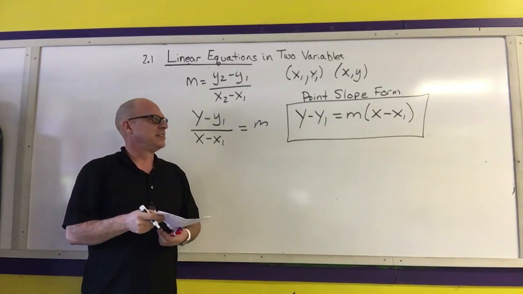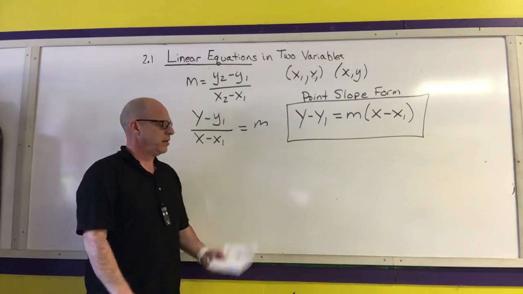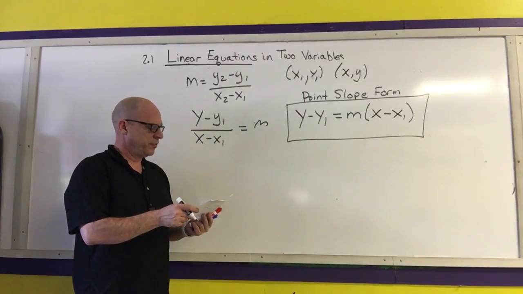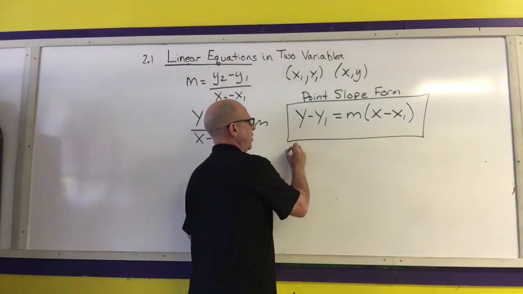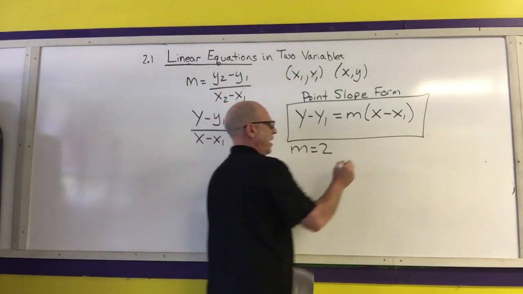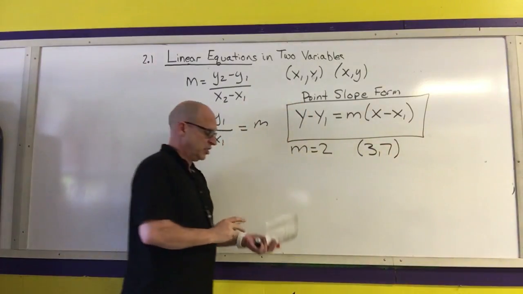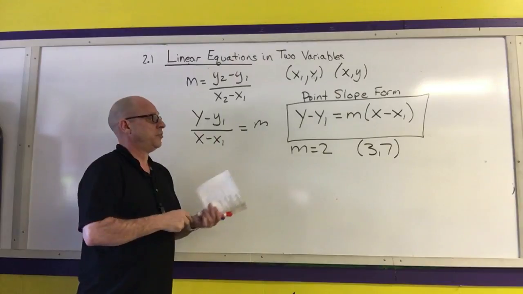However, there are going to be a lot of times they're going to ask you to write the equation, solve for y. So I'm going to do some examples. I want to write the equation of a line that has the slope of 2 and goes through the point 3, 7. And this just becomes a straight substitution problem.